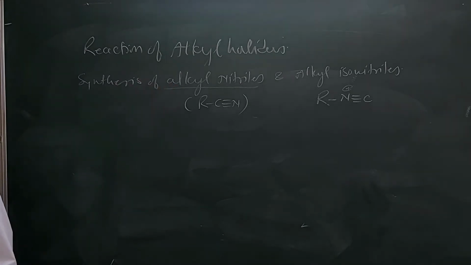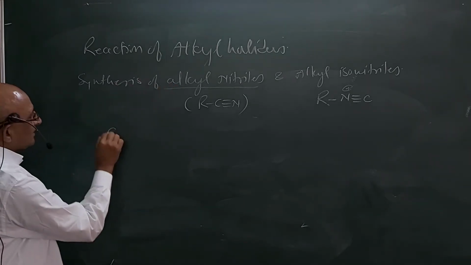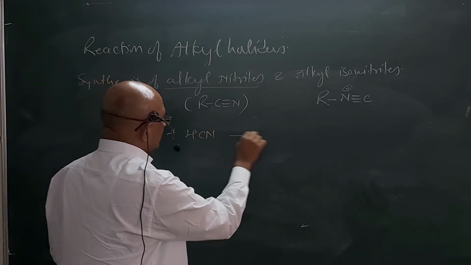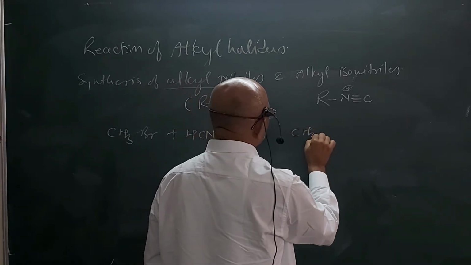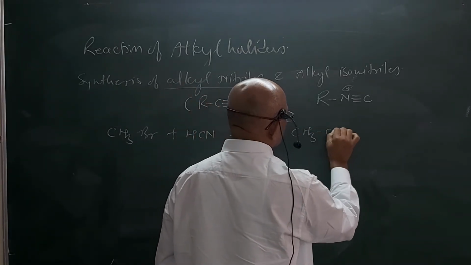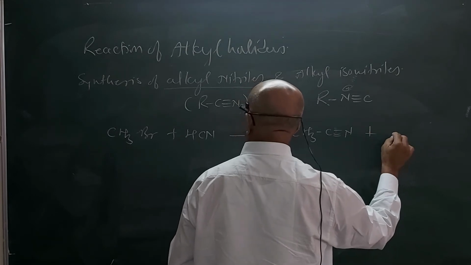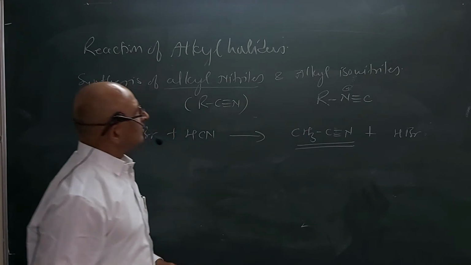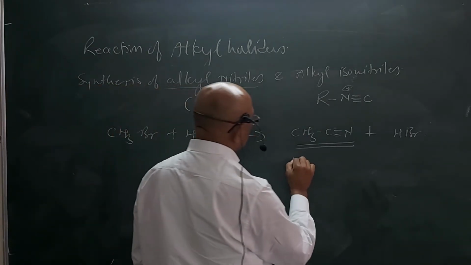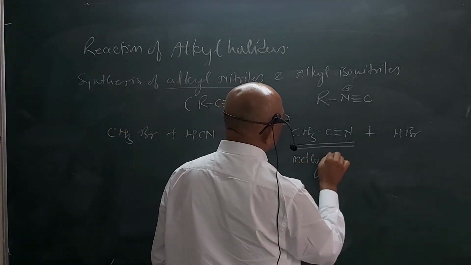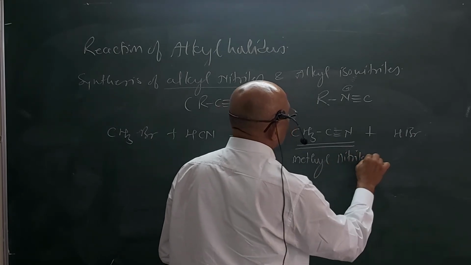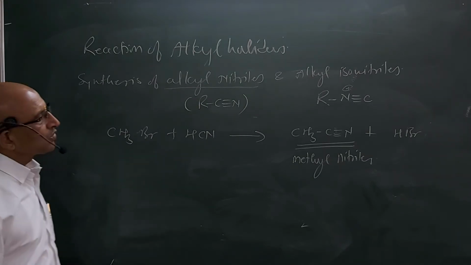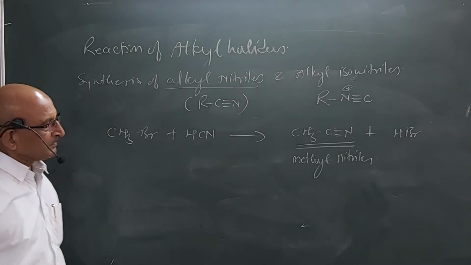So in this way we are going to study both the preparations, or the synthesis, of alkyl nitriles and isonitriles. Here the simple reaction, methyl bromide on reaction with hydrogen cyanide, gives you the formation of methyl cyanide plus HBr. So this is your methyl nitrile, or these are also called carbonitriles.